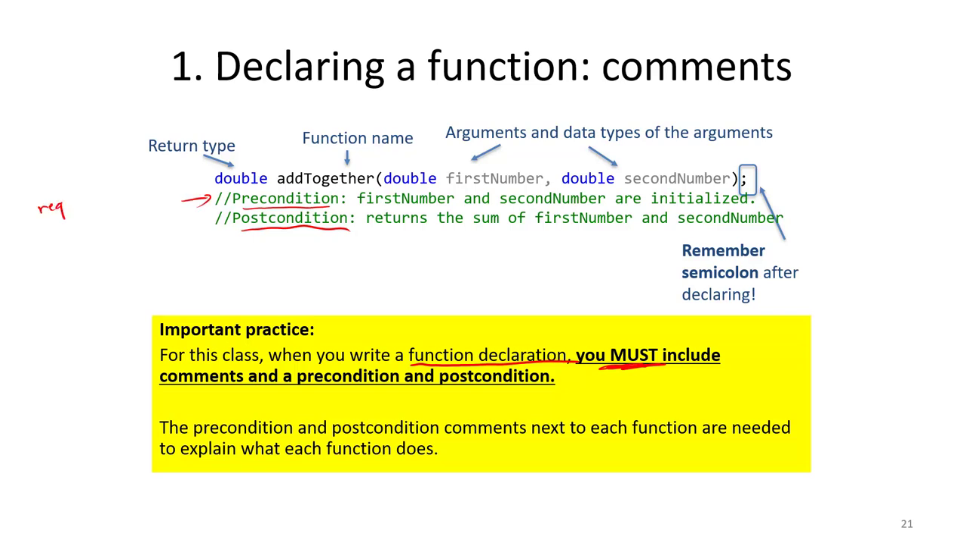So the precondition tells us the required initial conditions needed for the function to run. In this case, we need first number and second number to be initialized to some value. We can't add our first number and second number if they do not contain any data.